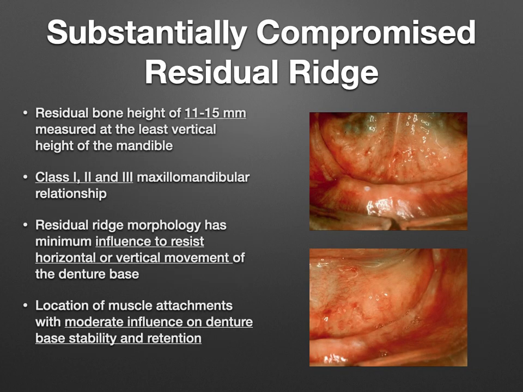However, if a ridge keeps resorbing, for example, if the lower mandible is from 11 to 15 millimeters, that will be substantial. And if the patient is a class 2 or class 3, that will be considered a substantial case. In this type of ridge, you can still see a ridge form, but it's pretty shallow, so it's hard to resist the horizontal and vertical movements, and it also has a moderate influence on restoration stability and retention. So this will be considered substantial.